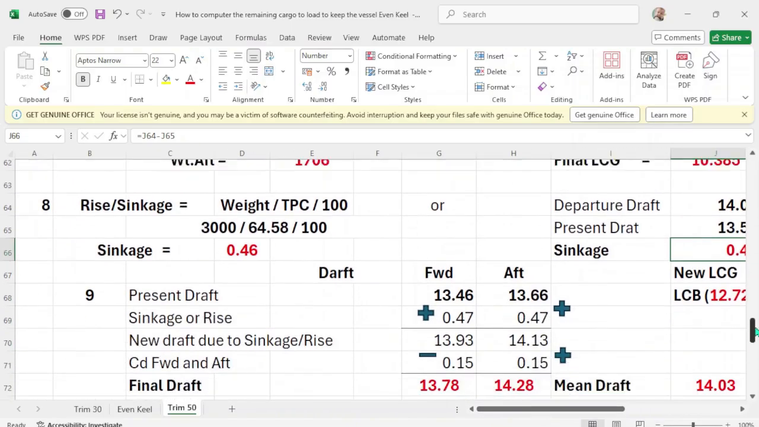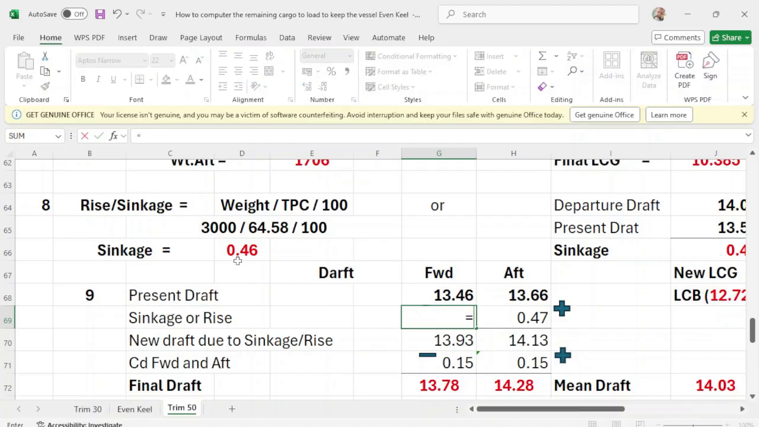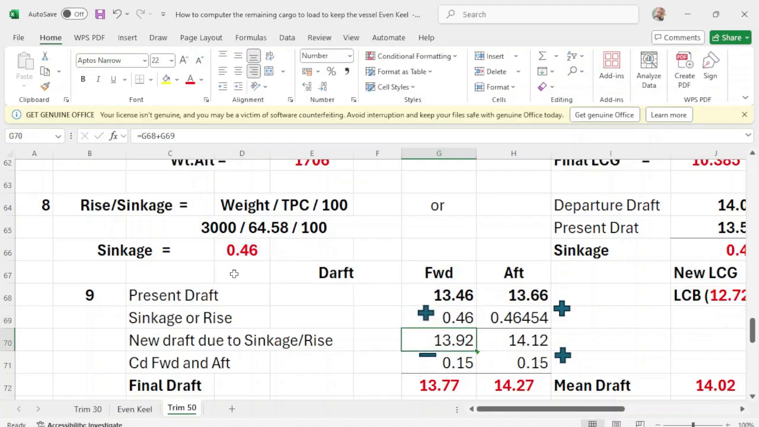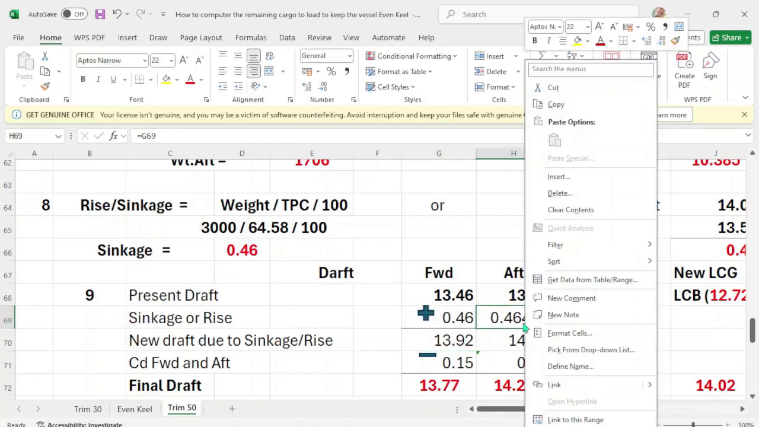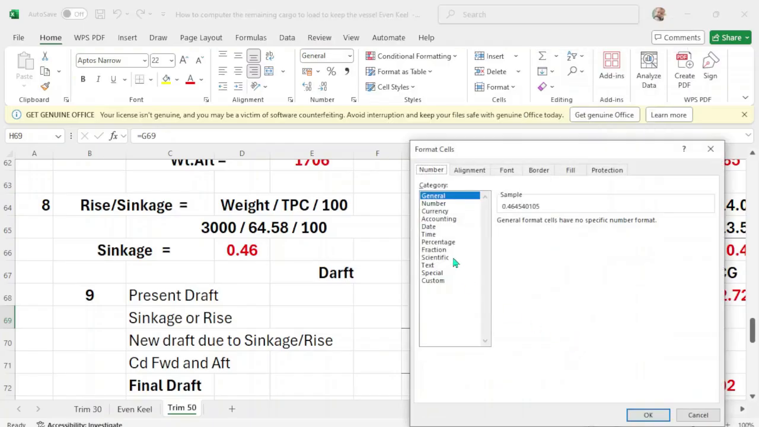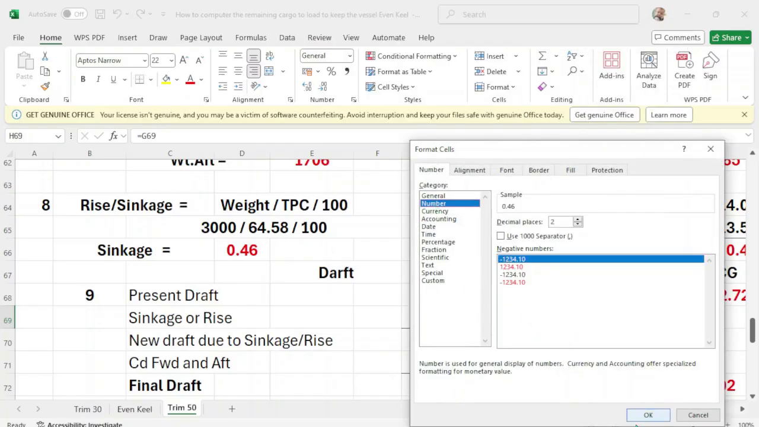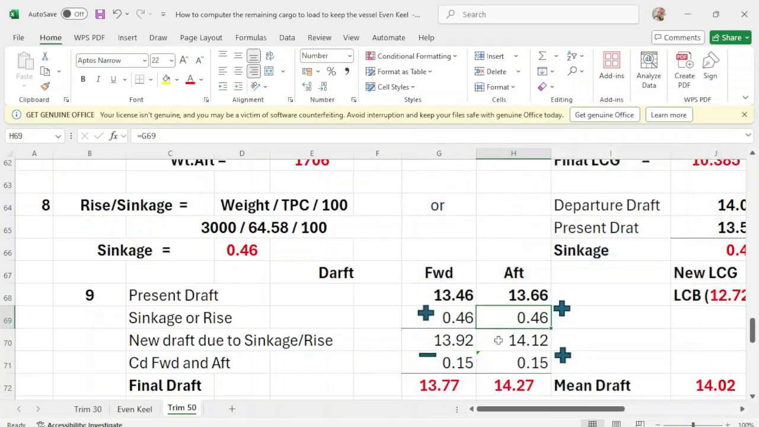So this should be 46. Okay, so you add this one, 13.46 plus your sinkage of 46, that will be 13.92, and add this one, that will be 14.12.